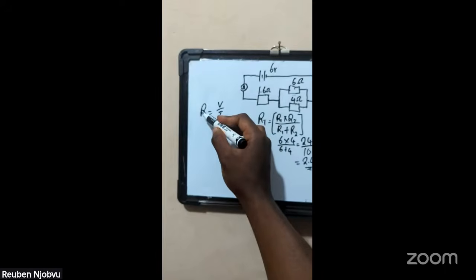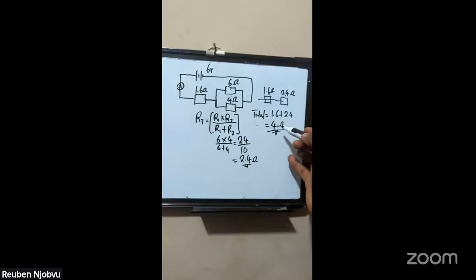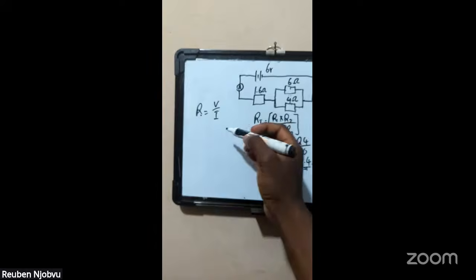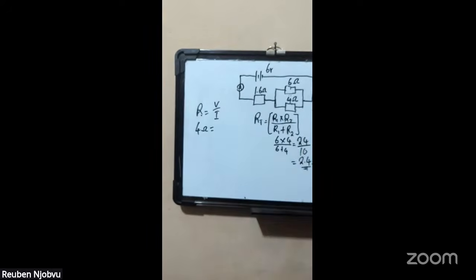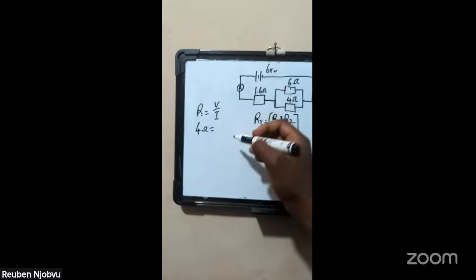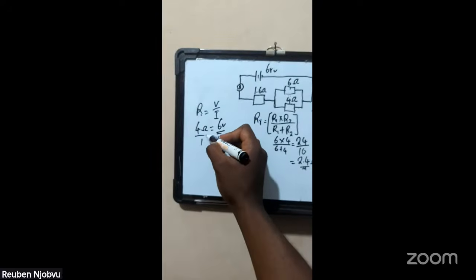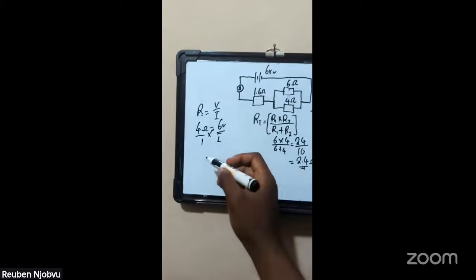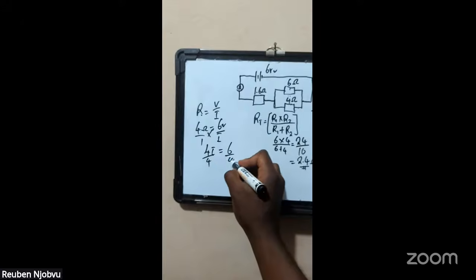Current. The total resistance for the entire circuit, you found it was what? You found it at this point. We say it was 4. So the total resistance, 4 ohms, is equal to the total voltage, which is here. It is 6 volts. What is the current? We don't know. That's why we want to find the current for the entire cell. So 4 times current is equal to 6, so current is 6 over 4.